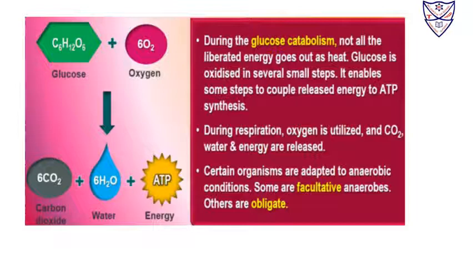During glucose catabolism, if you remember, catabolism is breaking down of substances. Not all the liberated energy goes out as heat. Glucose is oxidized in several small steps, which we are going to study in detail, and these steps enable it to release energy in the form of ATP. So during respiration, oxygen is used and CO2, water, and energy are ultimately released. Certain organisms are adapted to anaerobic conditions, so they can respire anaerobically in the absence of oxygen. Some are facultative anaerobes and others are obligate.